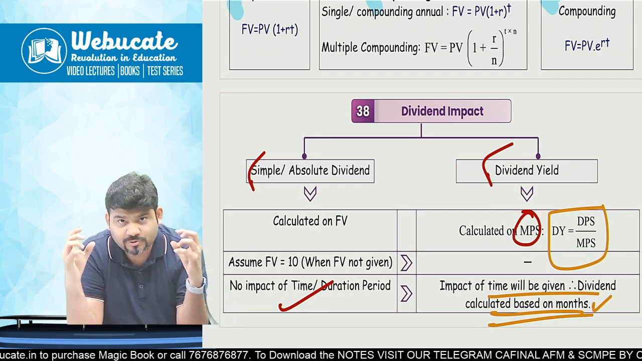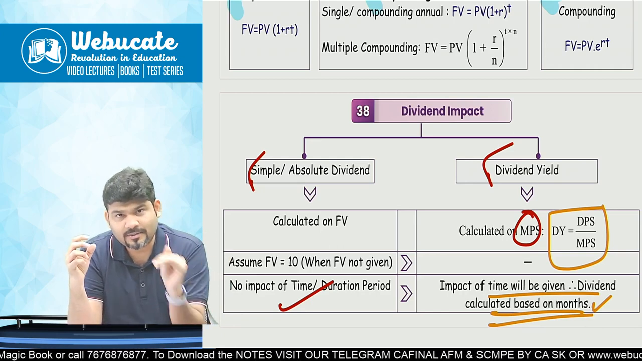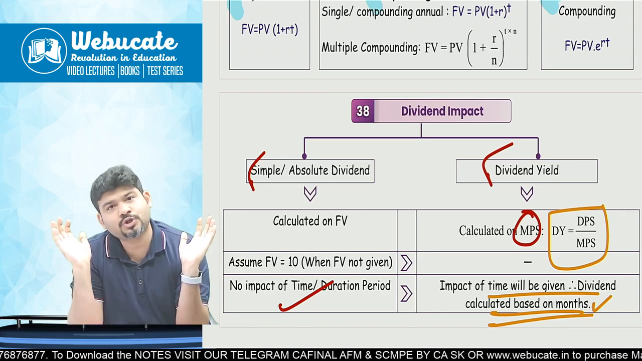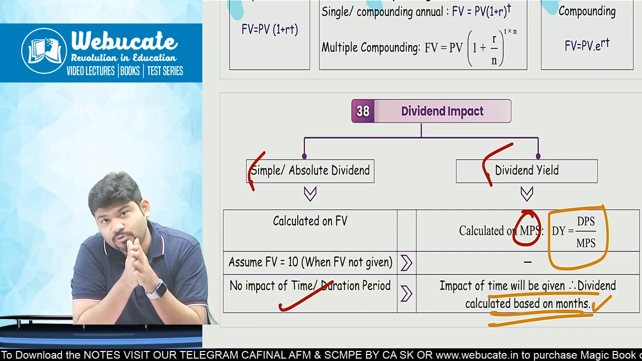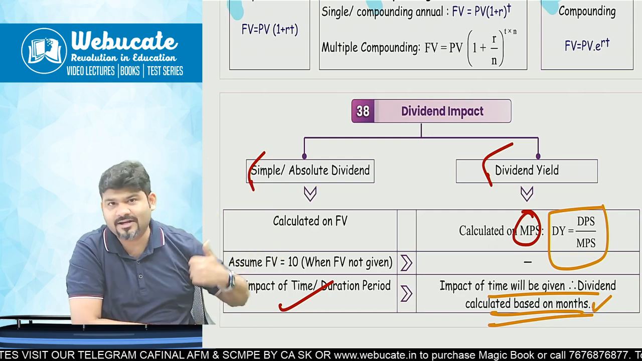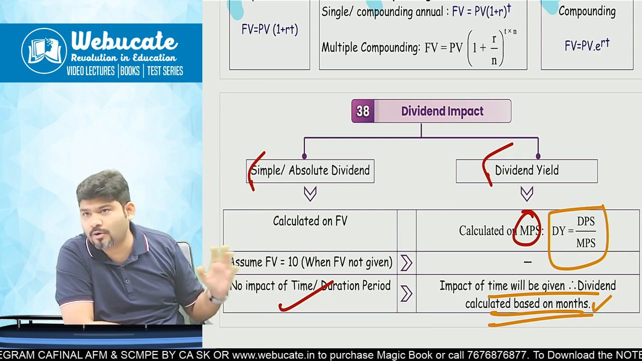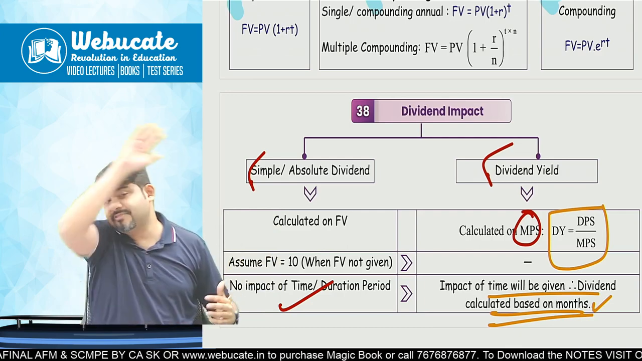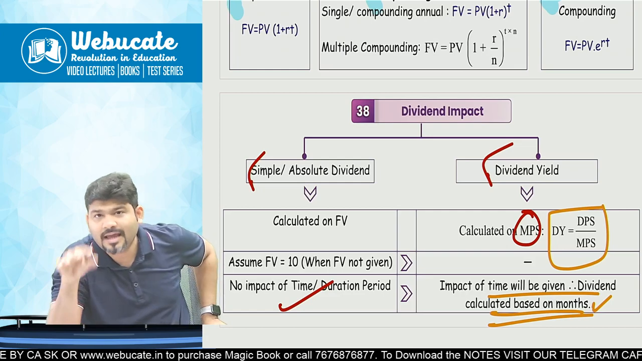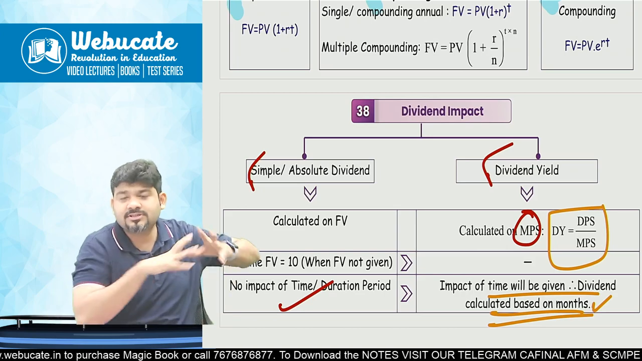So dividend will be of two types. One, absolute dividend, pure numbers, 10 rupees dividend is paid or 20% dividend is paid on face value. Even if the face value word is not used, by default, it will be assumed that if nothing is given, it will always be on face value. So if it is on face value, it is always simple or absolute dividend. So say 20% of 10, 2 rupees is your dividend. So simple absolute dividend will be reduced by that amount. No impact to be given of months or anything. But if it is a dividend yield, it will be based on market price, DPS upon market price per share. And in that, the impact of months or years, as the case may be, should also be given. So this is your dividend impact.